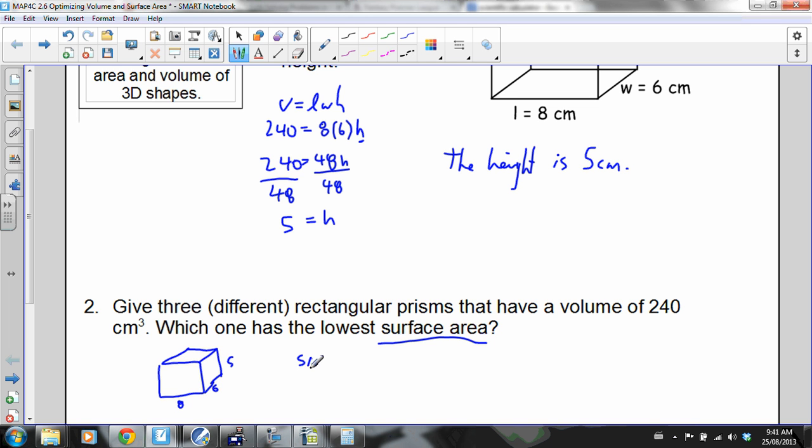And the surface area is, the top and bottom are both rectangles that are 8 by 6. The left and right sides are rectangles that are 6 by 5. And then the front and back are rectangles that are 8 by 5. So we put that into a calculator, and we get 236 centimeters squared.